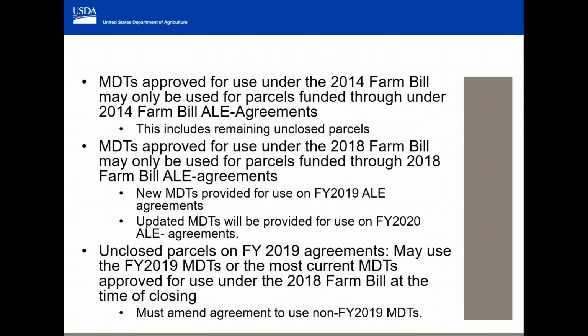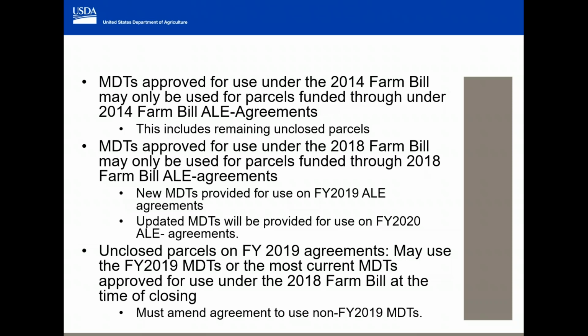I have gone through a little bit of this, so I will keep it relatively brief, but basically if you have minimum deed terms that were approved or a template that was approved under the 2014 Farm Bill, it can still only be used for those parcels that were enrolled under the 2014 Farm Bill, which may include some parcels that are still out there unclosed. There will be new 2018 Farm Bill minimum deed terms. A set was published in 2019. A set will be published this year, 2020. You can't use those for old parcels that were enrolled under the 2014 Farm Bill, but you can for new parcels that were enrolled under the 2018 Farm Bill.